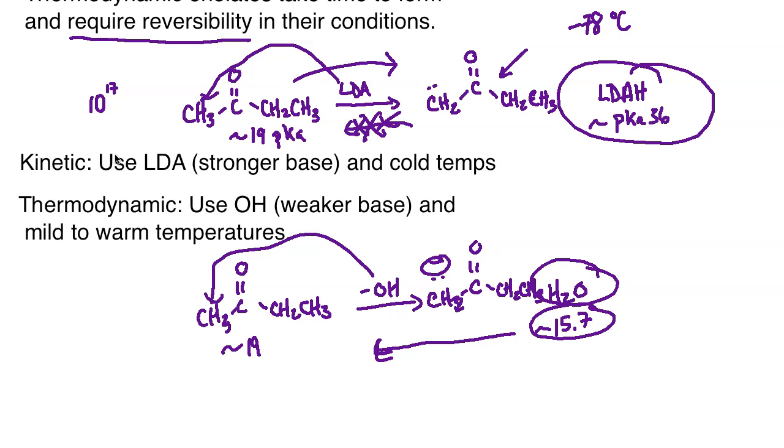Thermodynamic conditions, which includes reversibility, will use the weaker of the two bases, which in this case is hydroxide. Sometimes it's weird to talk about hydroxide as a weak base, but it's all relative, as we know in organic chemistry. Okay, and then some mild to warm temperatures. And the warmer they are, the more you are setting up the potential for reversibility in the reaction there. Anyway, I'm going to cut it off there.